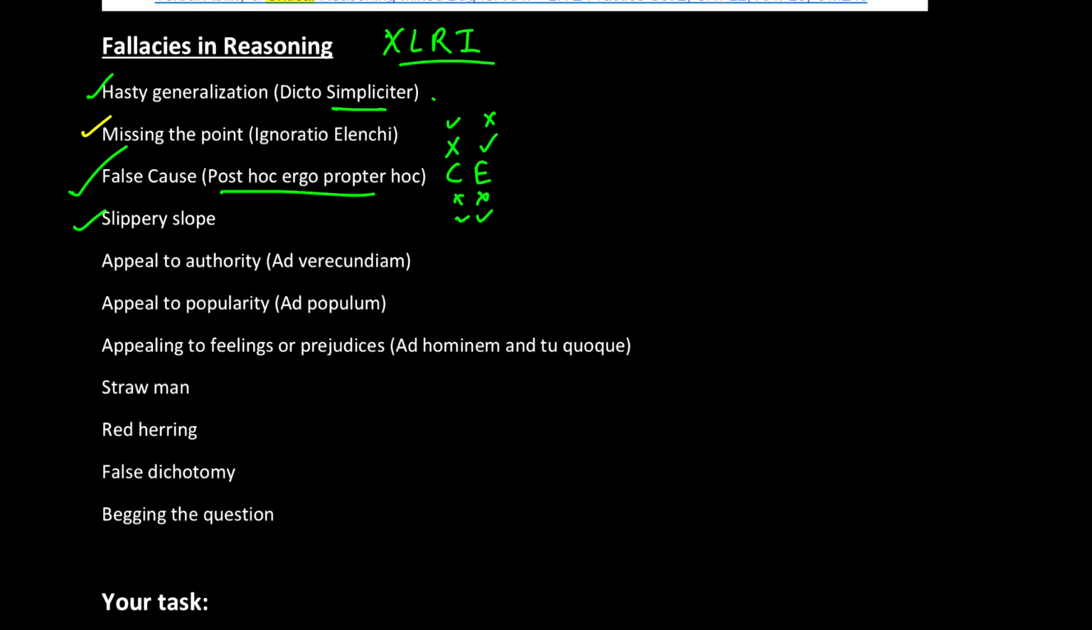Now, slippery slope, a very nice word to say, right? Slippery slope. Here, the arguer claims that a sort of chain reaction, usually ending in some dire consequence, will take place. But there is really not enough evidence for that assumption.